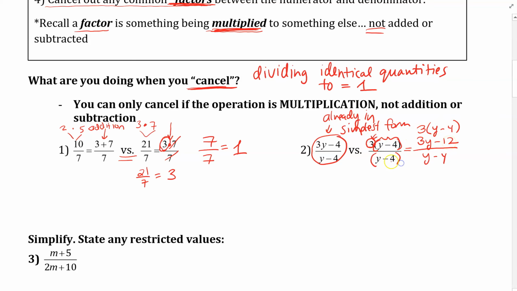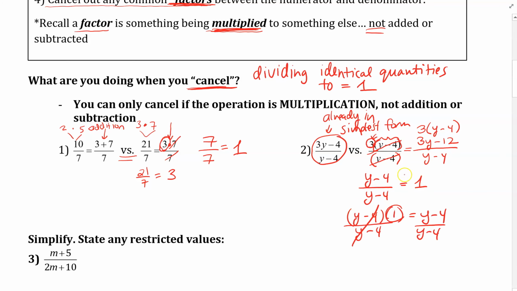Turns out there's an identical factor of y minus 4 in the denominator. Those can cancel because y minus 4 divided by y minus 4 is equal to 1, because this is the same thing divided by itself. It's kind of like thinking about it this way. How many times can y minus 4 go into y minus 4? It can go in one time, right? 1. And so that's really what we're saying when we cancel. We're saying, oh, these are canceling out to equal 1.